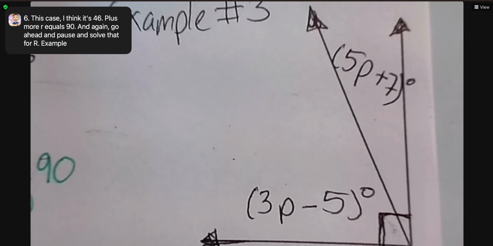Example 3 is here. First step, determine what type of angle pair this is. This is also complementary because of the box that indicates a right angle. So just as before, we're going to have something plus something equals 90. Now our somethings in this case are 3p minus 5 plus 5p plus 7. Solve for p.